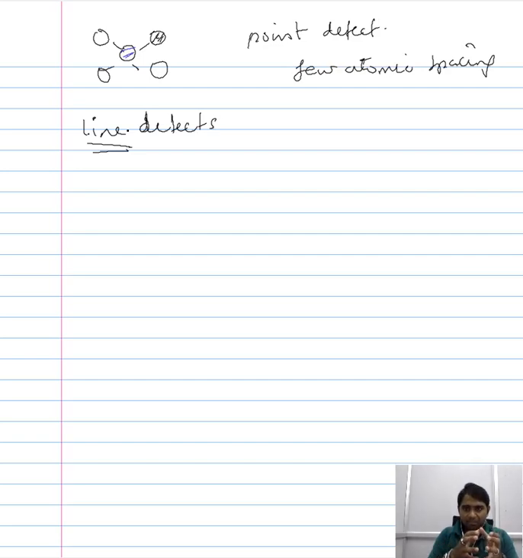Now we are moving away from these point defects to the line defects, and particularly there is one line defect that plays a dominant role during plastic deformation. That line defect we will reserve for later, but now we will consider another line defect that plays a vital role during plastic deformation.